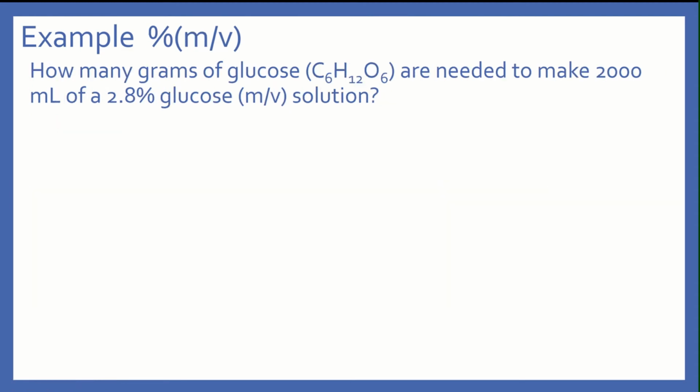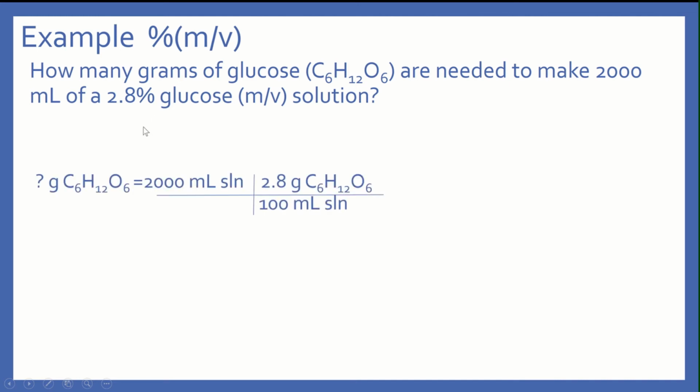Another example, mass to volume. How many grams of glucose, C6H12O6, are needed to make 2,000 milliliters of a 2.8% glucose mass to volume solution? So this time they're not asking for the concentration. They gave us the concentration, 2.8% glucose. They want to know how many grams I need to get to that concentration. So setting up this problem, question mark grams C6H12O6.